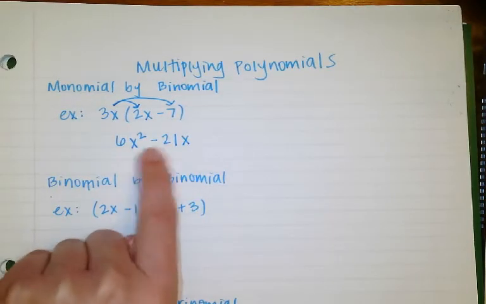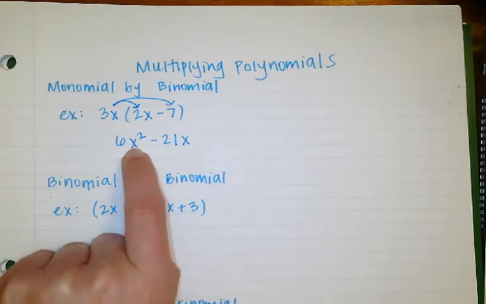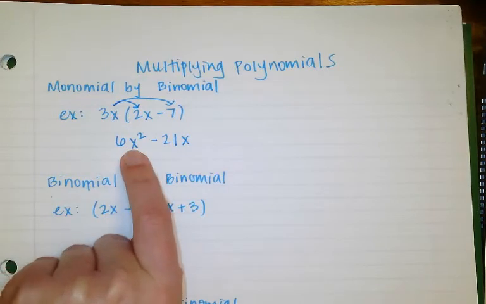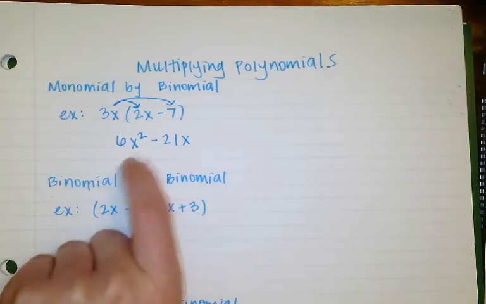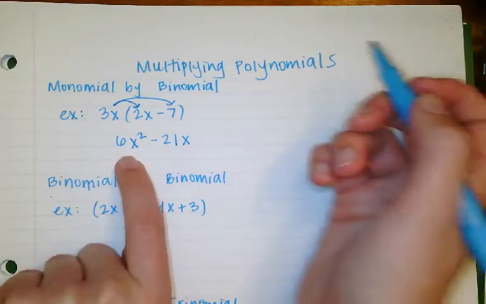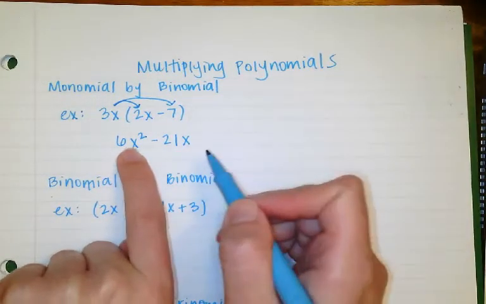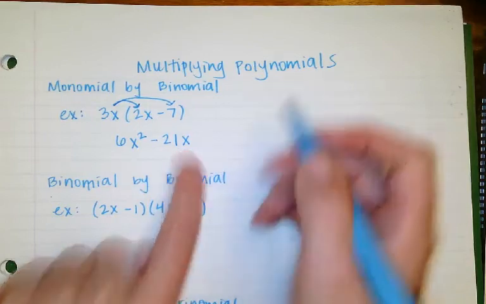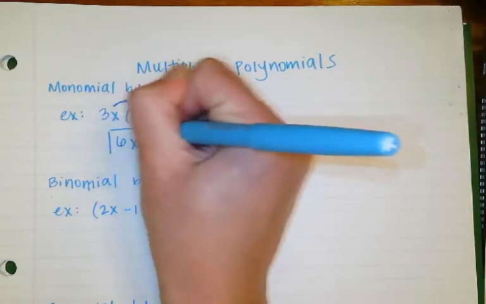At the end, I want to check and make sure it's in standard form, that it has the biggest exponent first, and the exponents decrease, and that I have no like terms left. I can't combine these two because they're not like terms. One has x squared and one just has x. So that's my final answer.